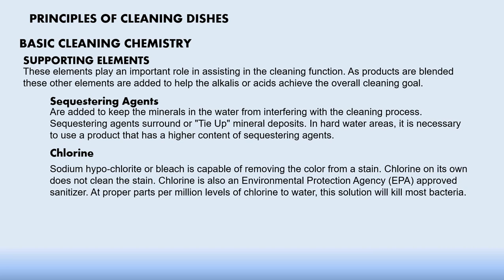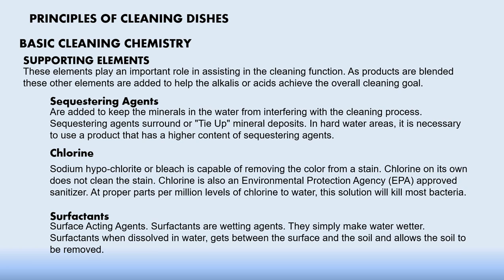Chlorine, or sodium hypochlorite, or bleach, is capable of removing the color from a stain. Chlorine on its own does not clean the stain. Chlorine also is an EPA, Environmental Protection Agency, approved sanitizer. At proper parts per million levels of chlorine to water, this solution will kill most bacteria. Surfactants, or surface acting agents. Surfactants are wetting agents. They simply make water wetter. Surfactants, when dissolved in water, get between the surface and the soil and allow the soil to be removed.